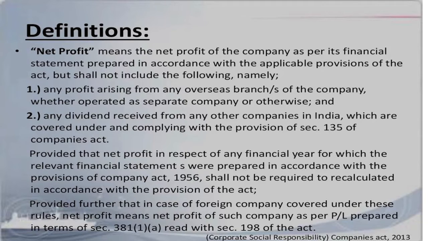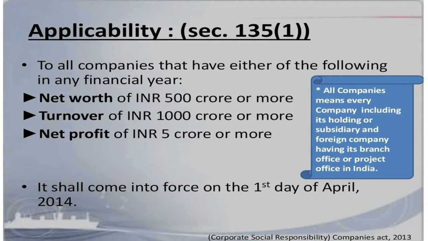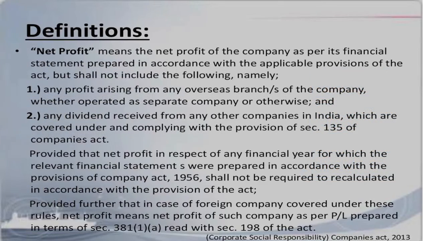Then, applicability of section 135 to all the companies that have either of the following in any financial year. Number one, net worth of 500 crore, as per section 135 of the Act, which is where we studied section 135. Regarding the dividend, adding the dividend in net profit will be taken into account. If the company's net worth is more than 500 crore, turnover is more than 1000 crore, and net profit is more than 5 crore, it shall come into force on 1st April 2014.